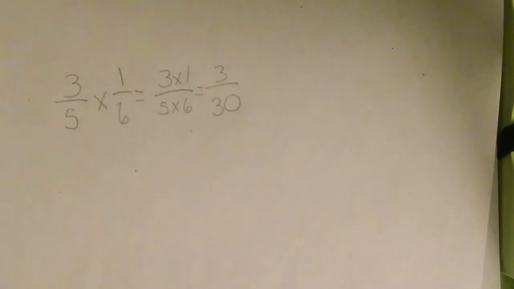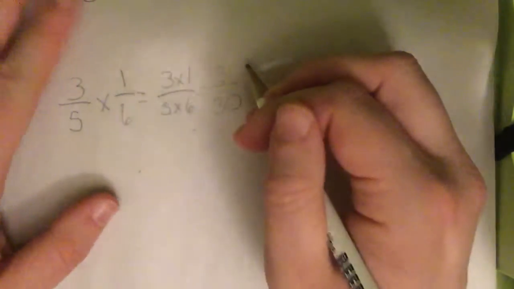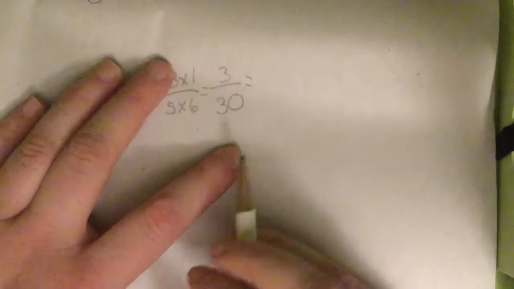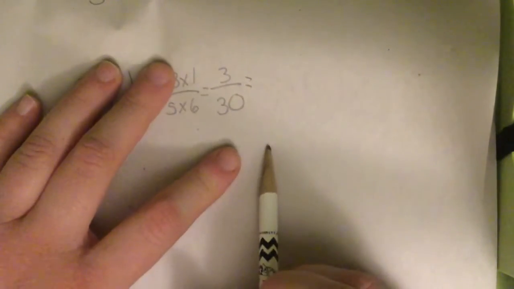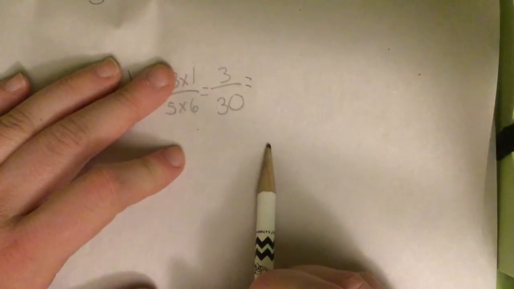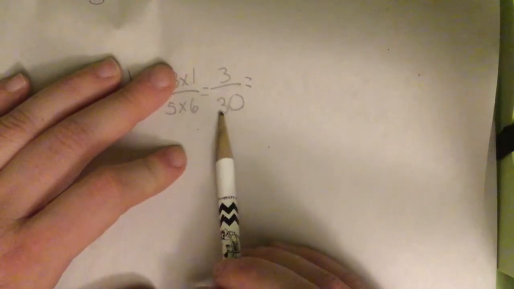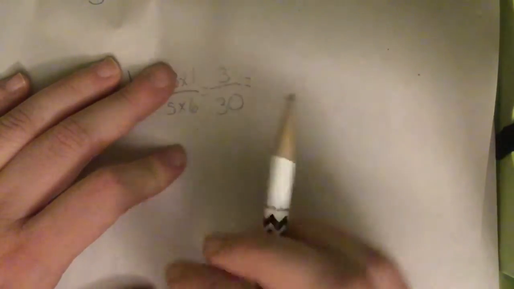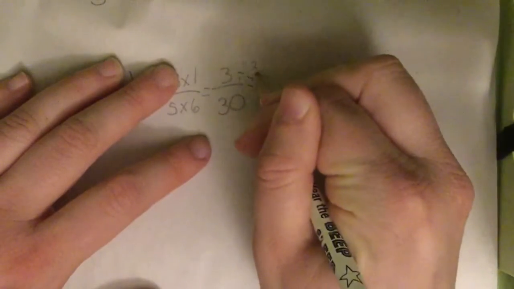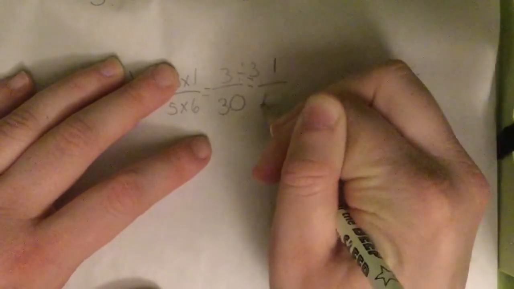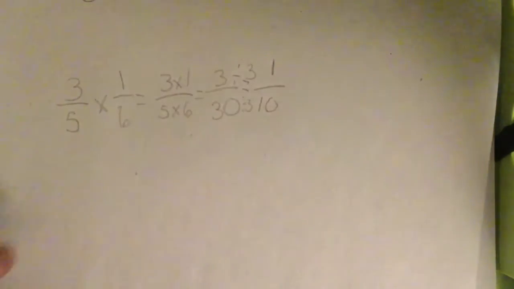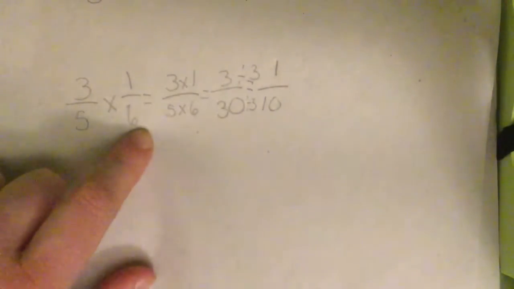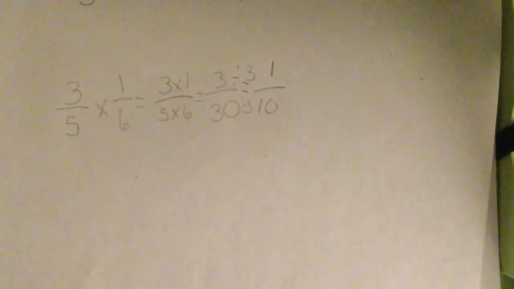Okay? And that's how you multiply fractions. You simply multiply across. So that's the easy part. The little more challenging part is knowing when to reduce. But again, we talked about that back in chapter 6. And if you need to refresh, you can always go back and watch that video. Okay, but 3 and 30 can be reduced because they're both divisible by 3. 1 and 10. Okay, so it reduces to 1/10. So 3/5 times 1/6 is equal to 1/10.